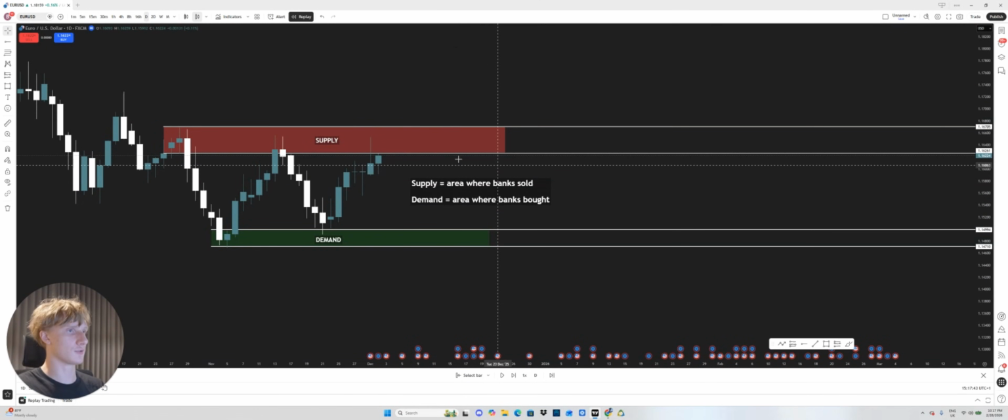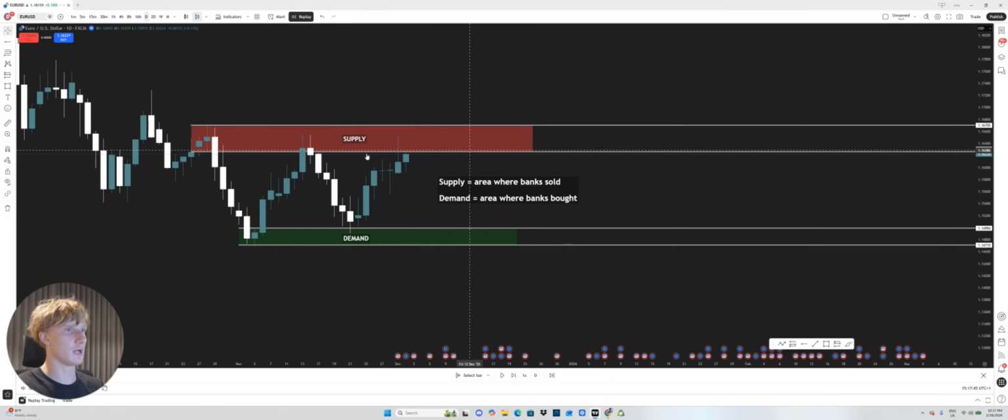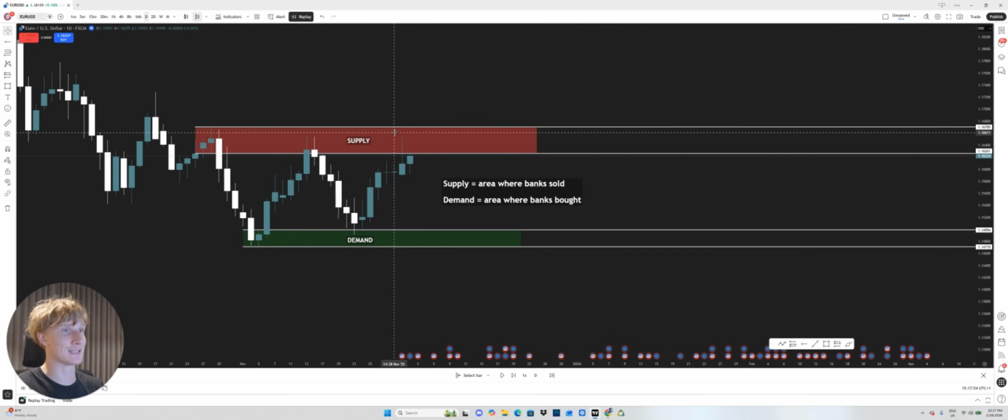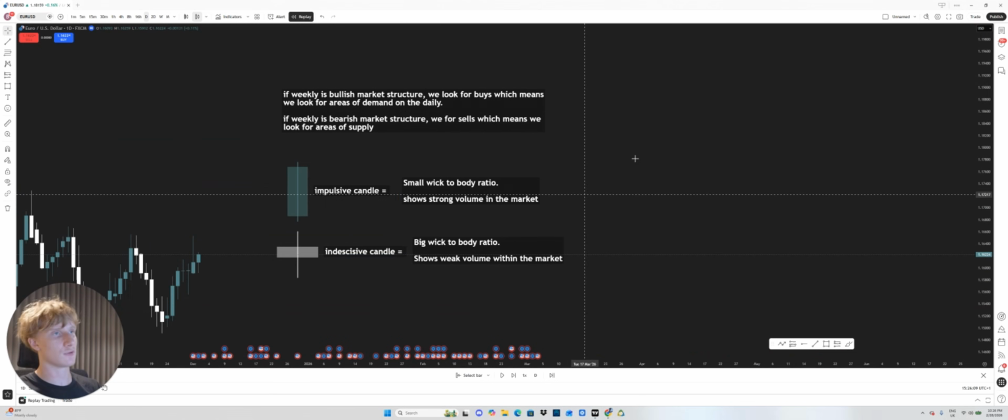Okay, so you can go ahead and take a screenshot of this, but supply level simply means area where banks sold. Demand level simply means area where banks bought. What that also means is we look to take sells from supply levels and we look to take buys from demand levels. Okay, so now moving over to the daily time frame.